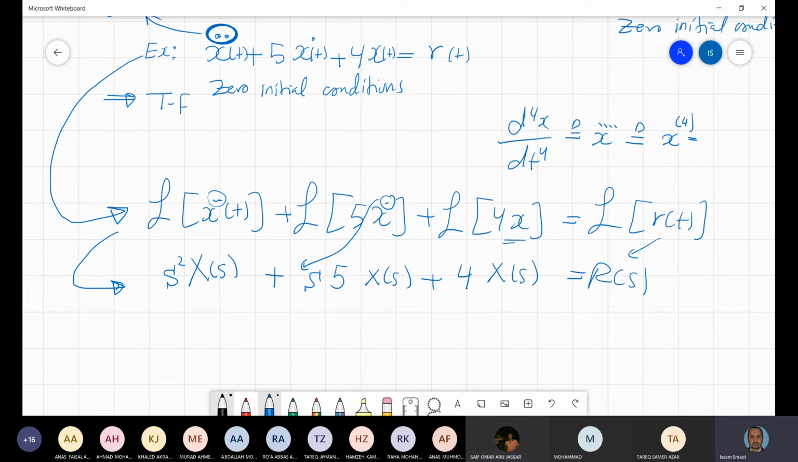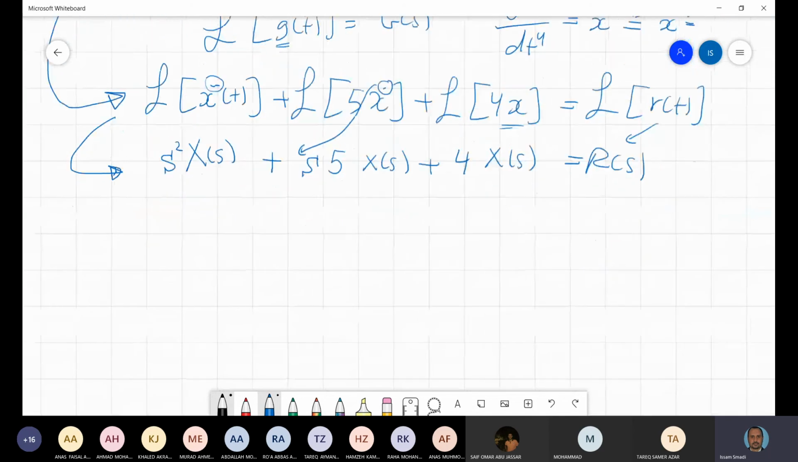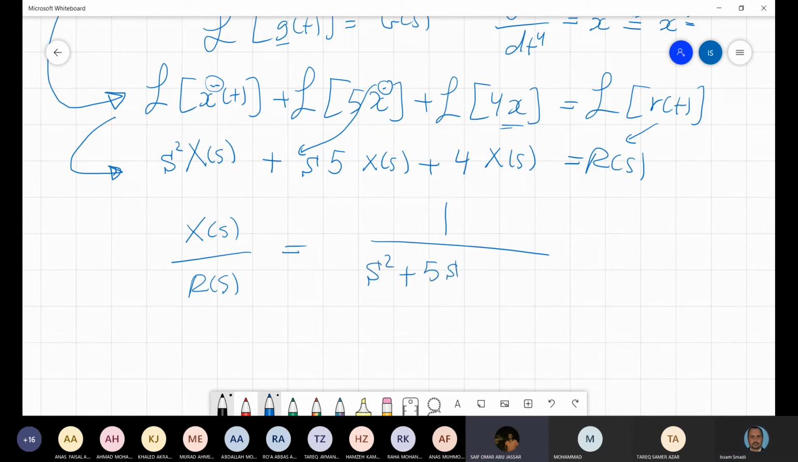R of S. Why? Because we assume that the Laplace of any function g of t is equal to G of S, which means that if I don't know this one, later on if I know it, I have an expression for that, correct? Now I need to find the transfer function. The transfer function is the ratio between the output over the input. The output here is X of S, and the input is R of S. So this will be 1 over S squared plus 5S plus 4.